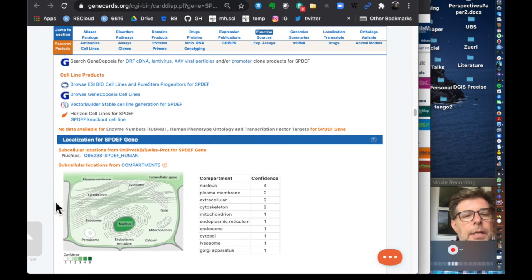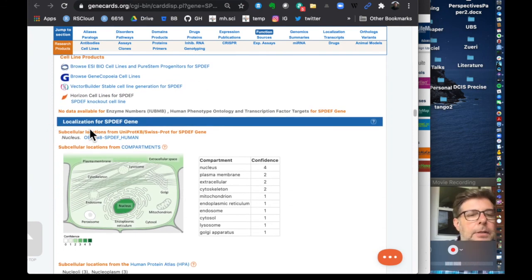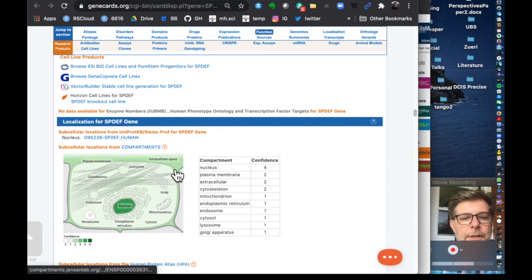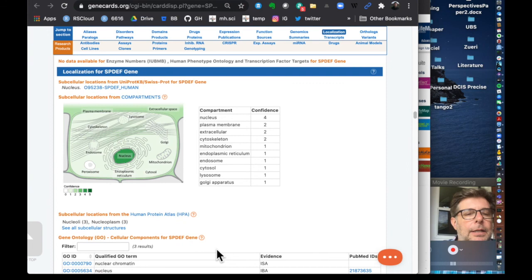All sorts of things. Then we're back to science, the localization for SPDEF, so it's claiming it's nuclear with a certain confidence. Now here it's interesting because it assigns confidence scores to how much it believes that it's in certain regions. So there is some evidence, I guess, that it could be perhaps secreted into extracellular space, given it has a confidence of 2. Perhaps it's a transcription factor. It's hard to see what it might be doing in extracellular space, but who knows?